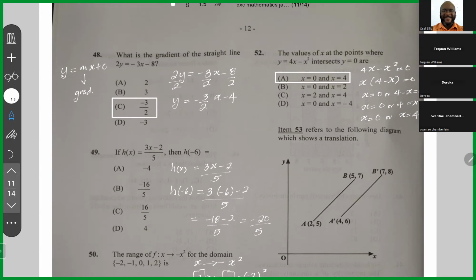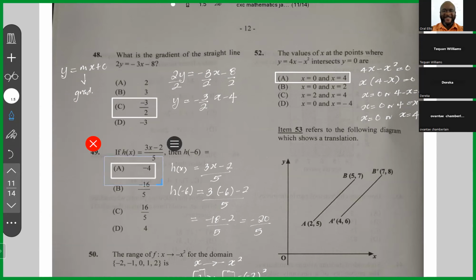Minus 18 minus 2 is minus 20. If the signs are the same, you add and keep the sign. A negative divided by a positive is a negative. 20 divided by 5 is 4. The answer is A, which is minus 4.